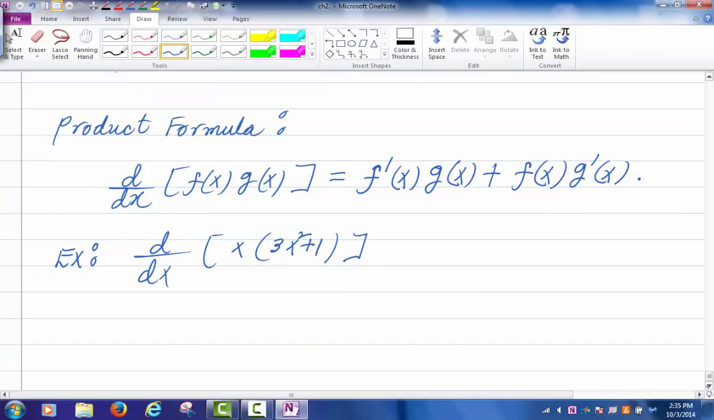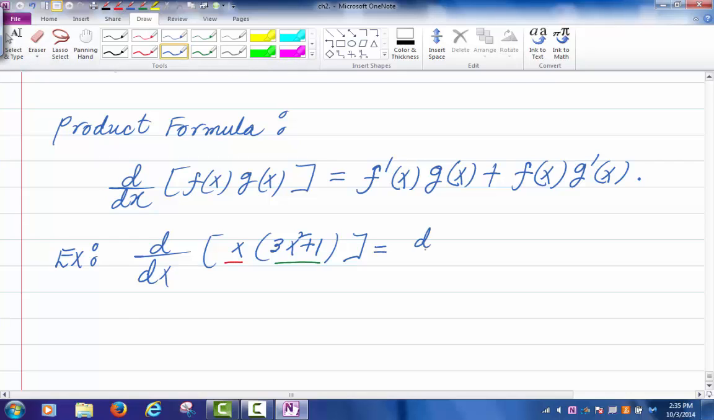So I have the product of two functions, right? Here, what's the first factor? The first factor is just x, and the second factor is 3x squared plus 1. So by using the product rule, what can I say?